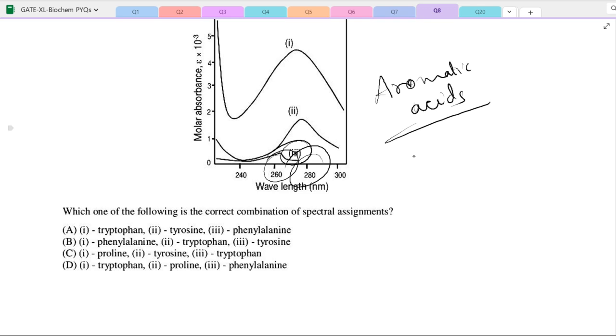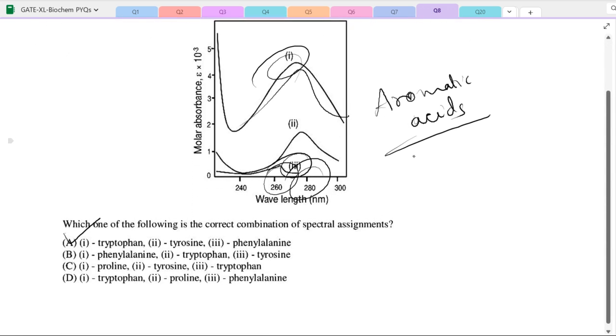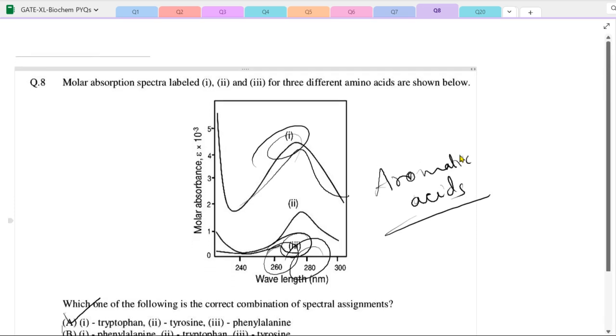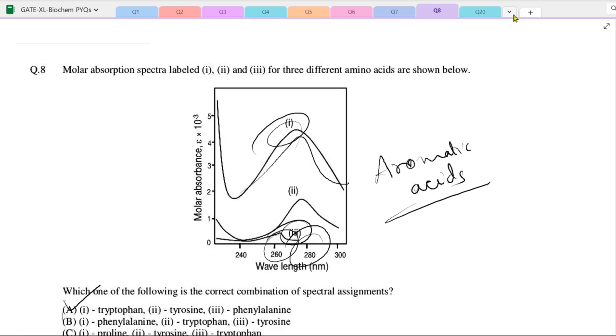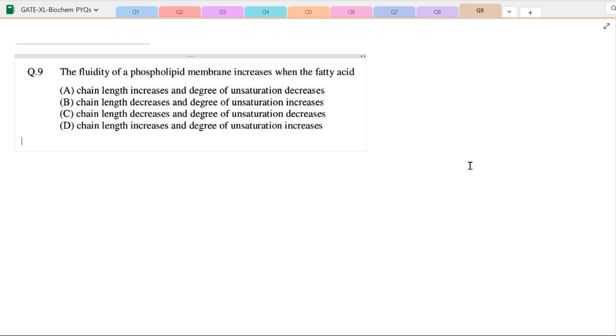And the main absorption comes from the tryptophan, that is 1. So you can see that the molar absorbance is really high for 1. So 1 corresponds to tryptophan, 2 corresponds to tyrosine, and 3 corresponds to phenylalanine. And hence the correct answer here is option A. So this is a pretty simple, basic biochemistry question that everybody is supposed to know. Moving on to the next question.